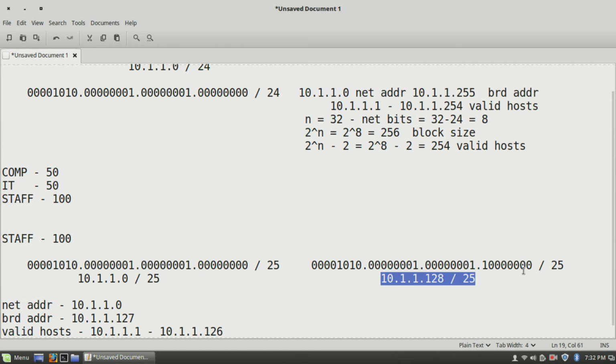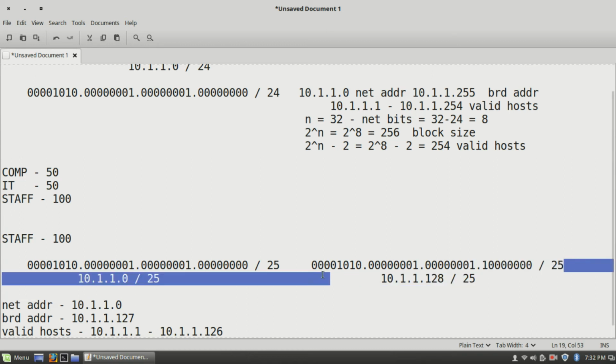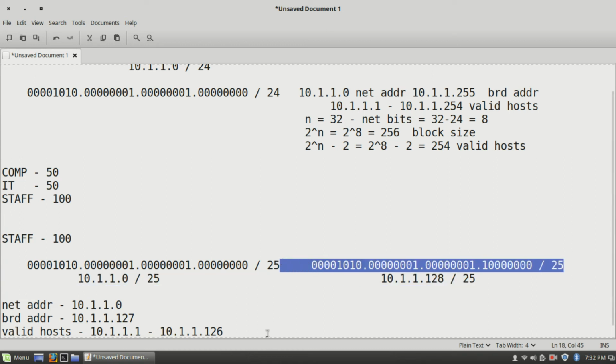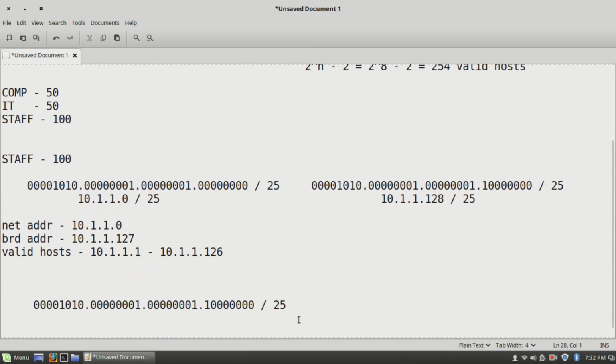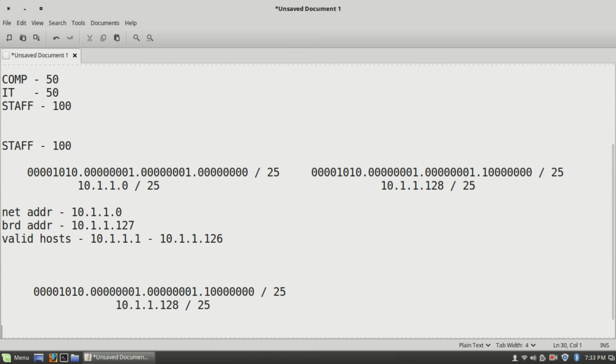10.1.1.128/25, which is this. Let me just copy this. Alright, so this is what we have now, and its decimal equivalent is this. Okay, now our requirement is COM 50 and also IT 50. We'll just take one by one.